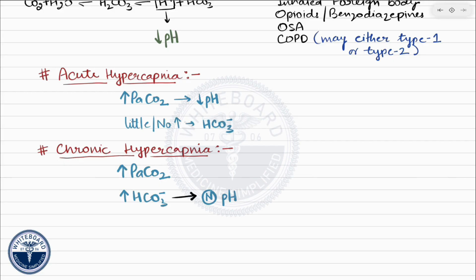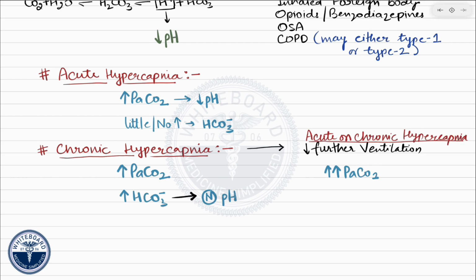But now imagine a patient who already has chronic hypercapnia and then suddenly becomes worse. For example, their ventilation decreases even further. In this situation, PaCO₂ rises rapidly on top of the already elevated baseline. This is called acute-on-chronic type 2 respiratory impairment. Because the carbon dioxide rises faster than the kidneys can compensate, the pH falls, indicating acute respiratory acidosis.